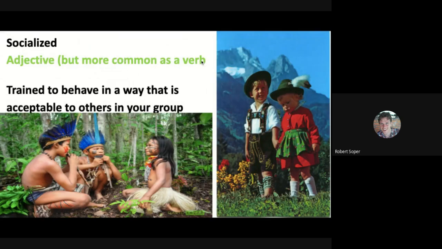So you could also say, I socialize with my friends. Here I'm using it as a verb, but I'm using it as a verb that means to meet up. So I socialize with my friends means the same thing as I meet with my friends. You're not training them to behave in an acceptable way. You're just meeting with them. So pay attention to that difference. So try and use this word socialize as an adjective. Remember, it goes very well with children because children are people that we train to behave in a way that is acceptable to others.